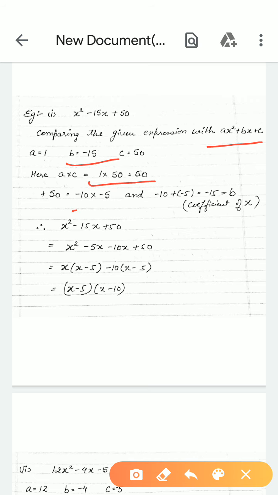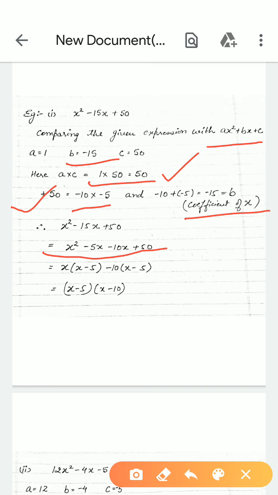Minus 10 and minus 5, the product will give you plus 50, that is the product of ac. And minus 10 and minus 5 on addition will give you minus 15, that is the coefficient of x, that is b. Therefore, x square minus 15x plus 50 can be written as x square minus 5x minus 10x plus 50.